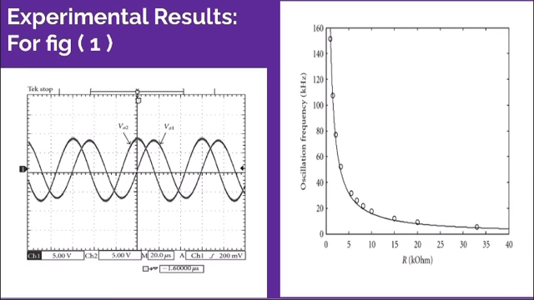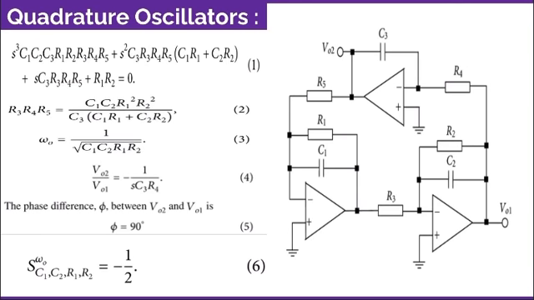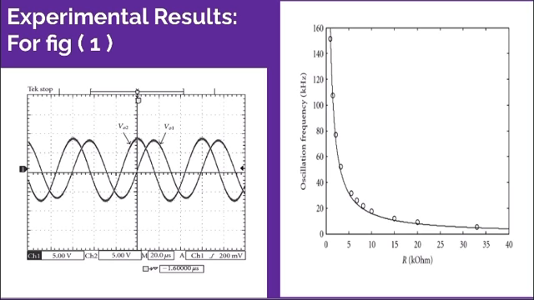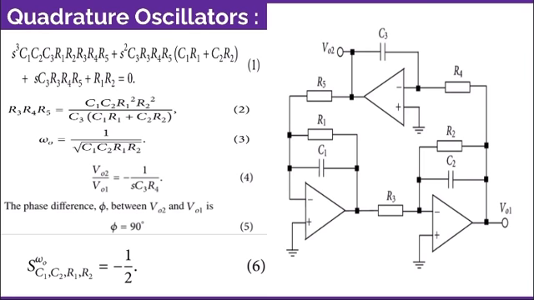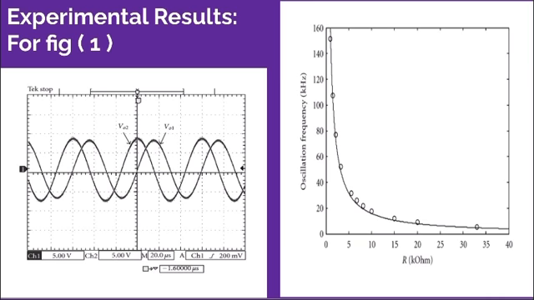Next, this is the experimental result for figure 1. The quadrature oscillator was constructed using this circuit with an LF351. These are the quadrature sinusoidal output waveforms of the circuit with C1 equal to C2 equal to C3 equal to 1 nF.